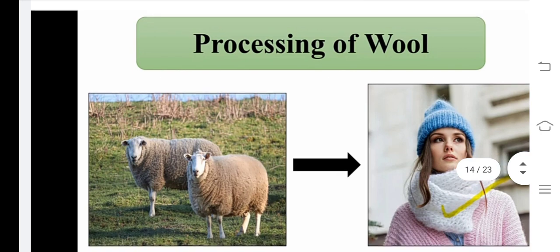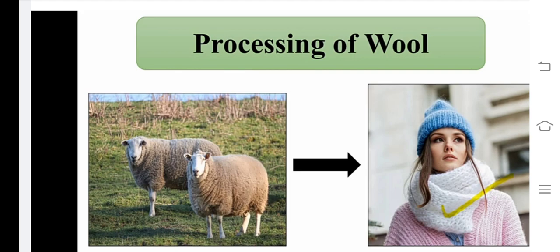Very, very important, children. So we are getting wool from the sheep. Already you know that. What are the steps we are going to follow in order to make fabric from the wool? Clear? So there are very, very important 6 steps we have to follow systematically in order to get good fabric from wool. What is the first step, ma'am?